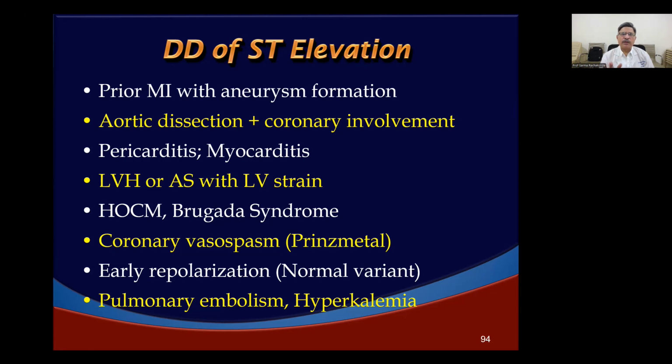Not only myocardial infarction, prior MI with aneurysm, aortic dissection with coronary involvement, pericarditis, myocarditis, LVH with AS or LV strain, HOCM, Brugada, Prinzmetal, and then early repolarization and pulmonary embolism with hyperkalemia.